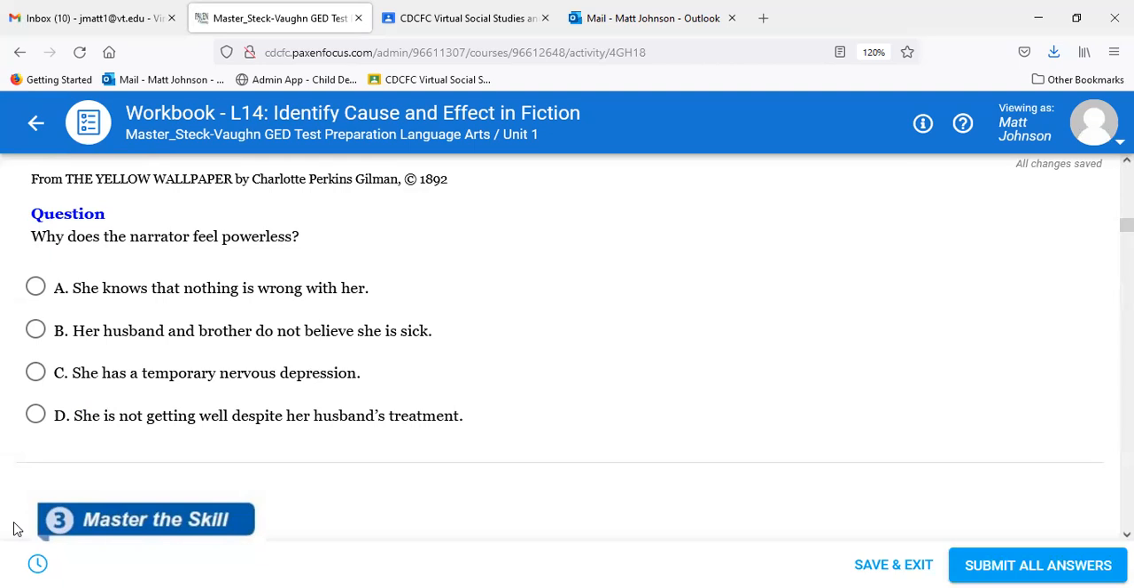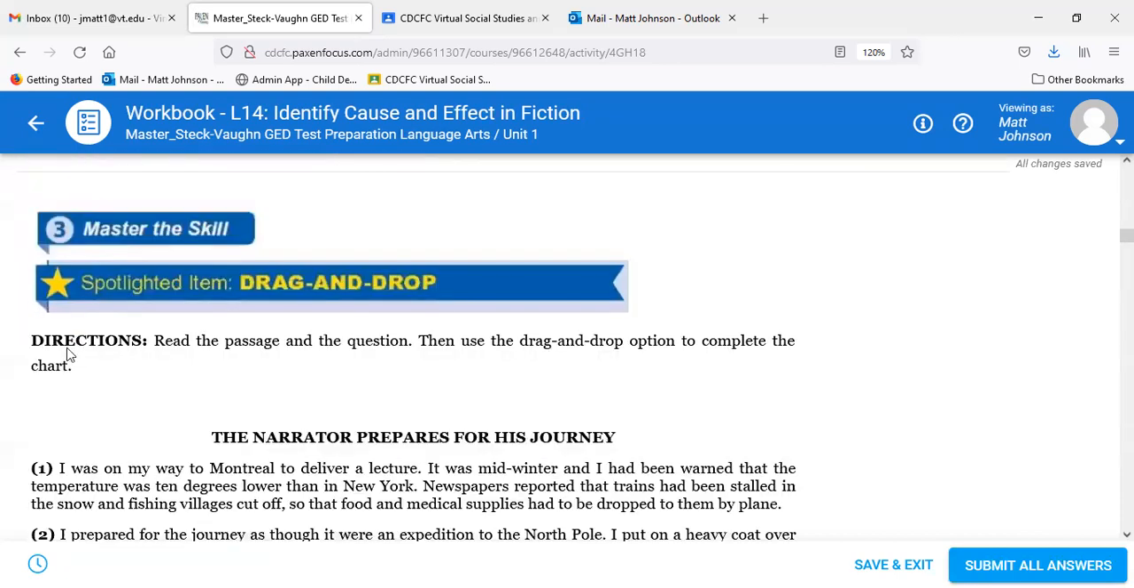I think it's C. It's B, right? Because both her husband and brother are physicians, and they're telling her that there's nothing wrong with her, so she feels powerless, right? So the effect there is that she feels powerless over her own condition because of her husband and brother's profession. B as in boy for 2.